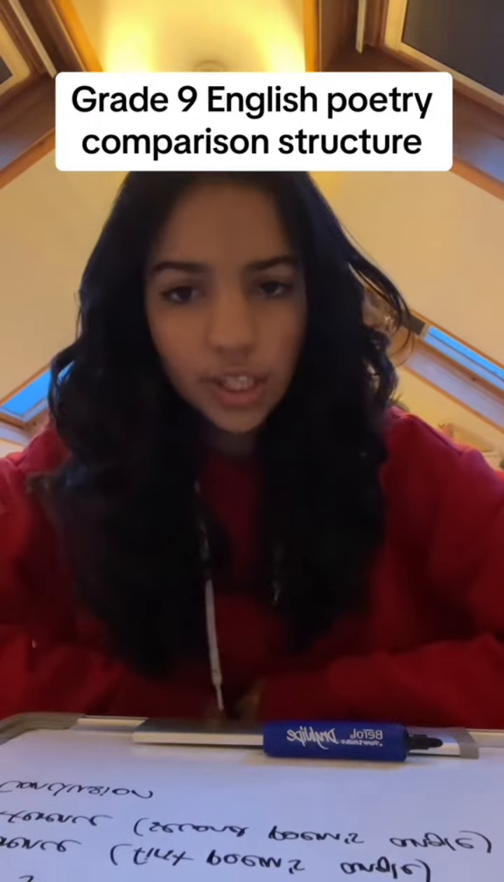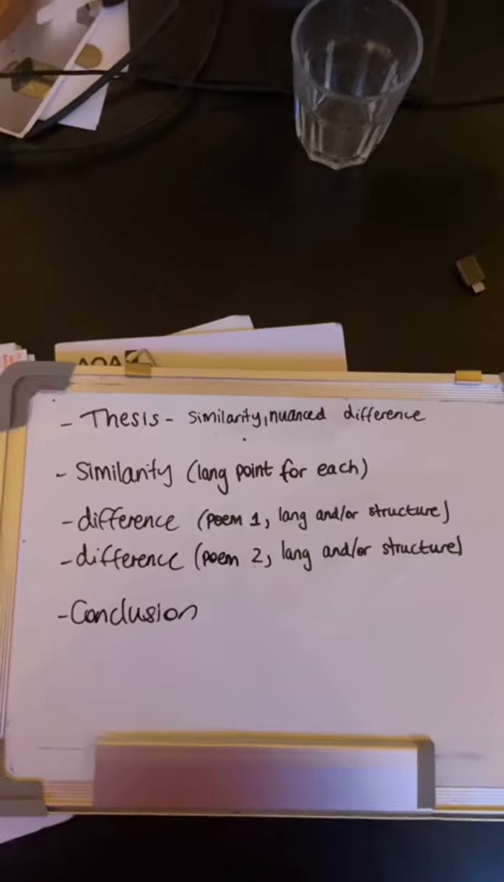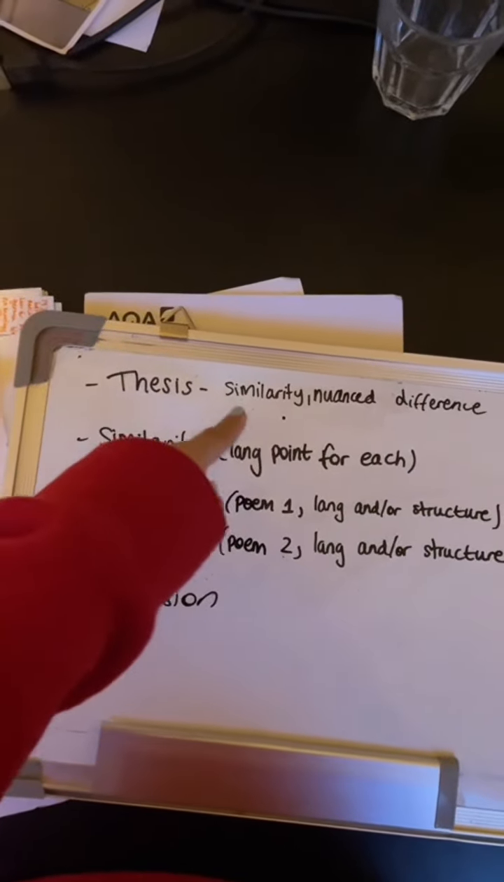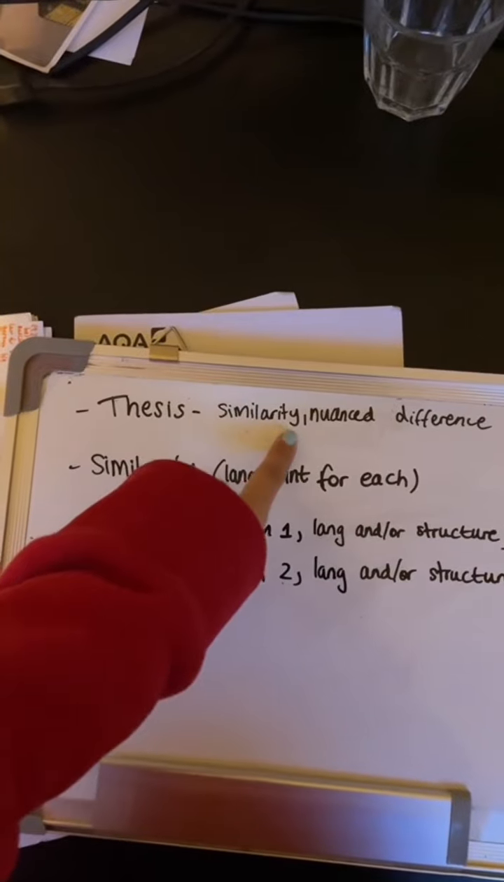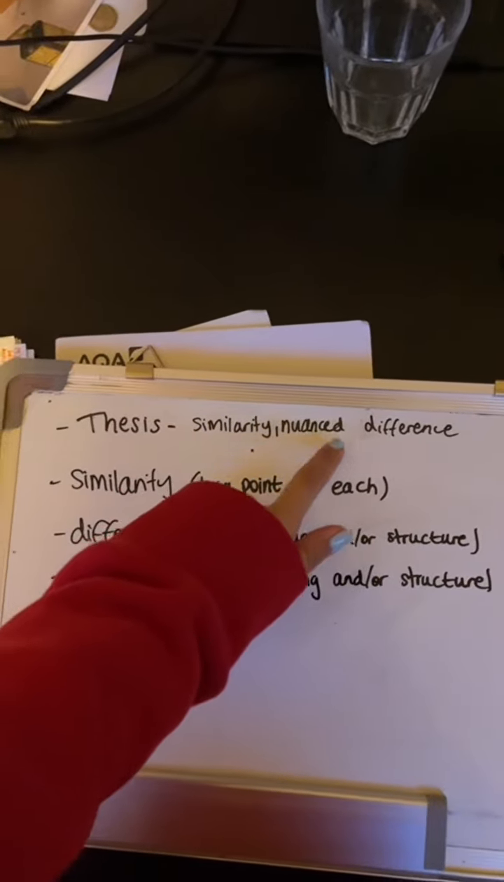How do you structure the AQA poetry comparison English question? Let's get started. So we're going to start with our thesis statement, that's the introduction, and we're going to make a generalised similarity statement about the two poems in relation to the theme of the question. And then we're going to make a nuanced difference.